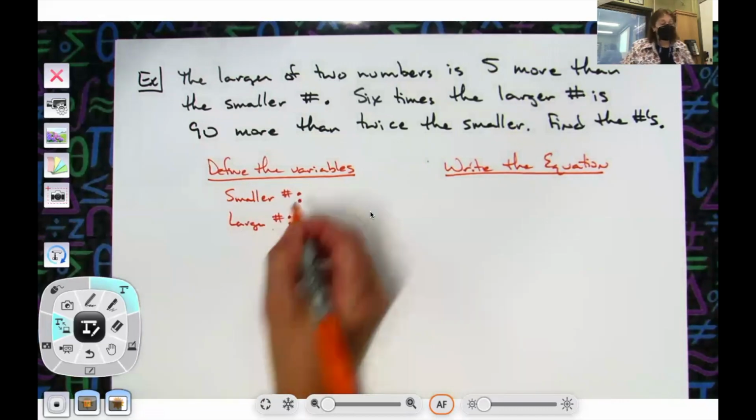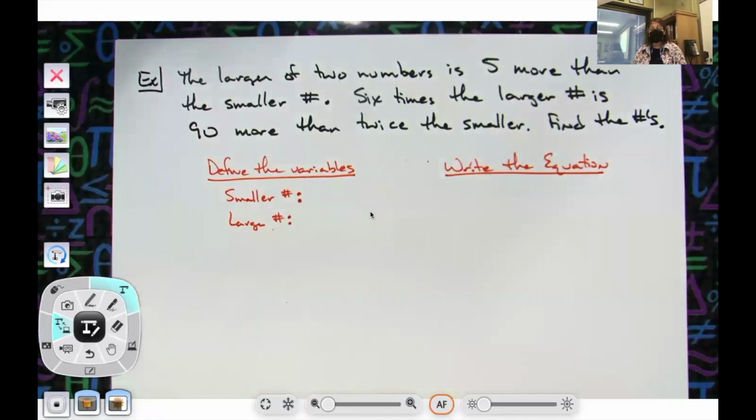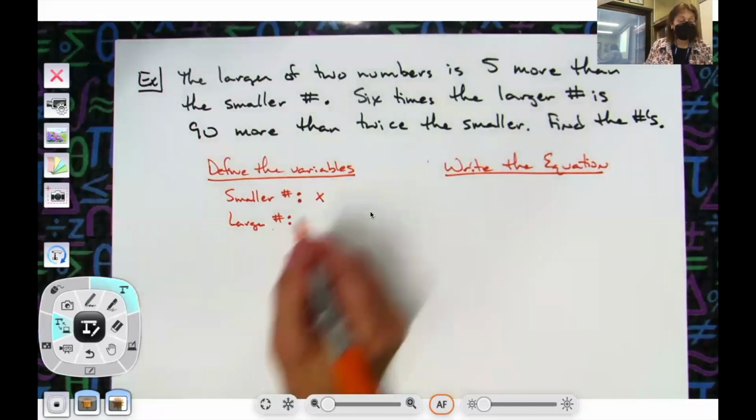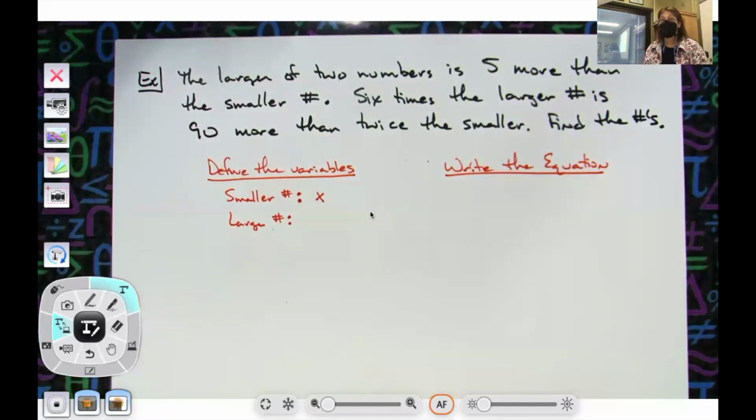Okay, so for the smaller number, Riley, what'd you do for the smaller number? Just a plain X. Okay, Gavin, what'd you do for the larger number? X plus 5.